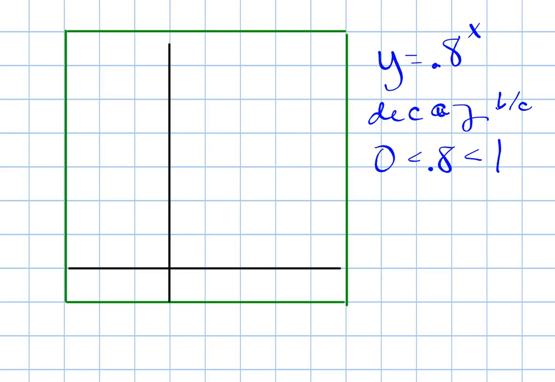What 2 ordered pairs do we know are going to be on this graph? 0, 1, and 1, b. What's b? 0.8. So 1, 0.8. So if I plot 0, 1, right here, and 1, 0.8 is like here.